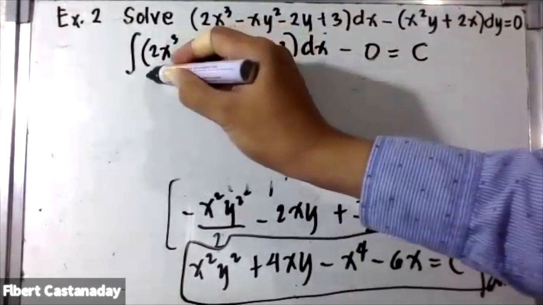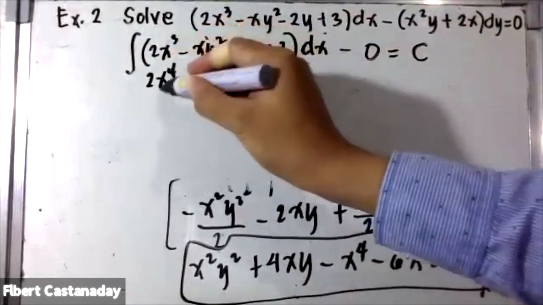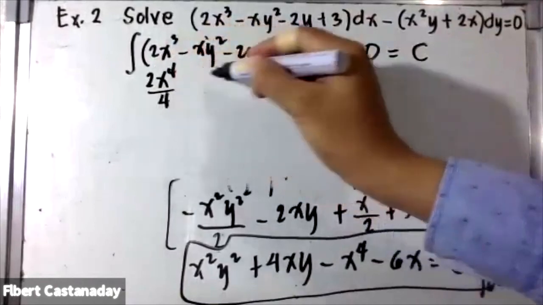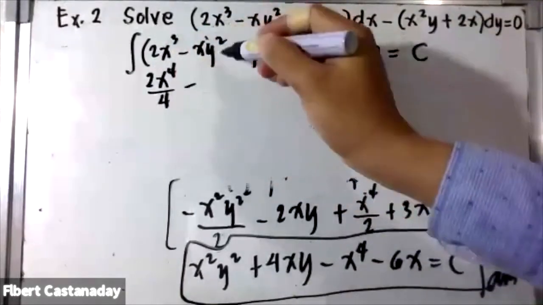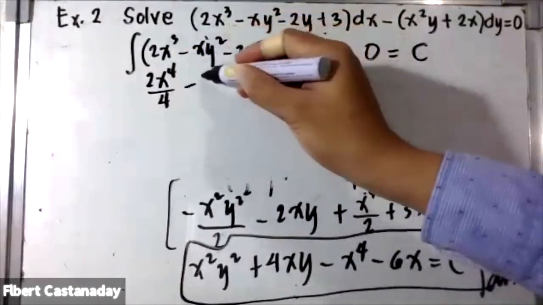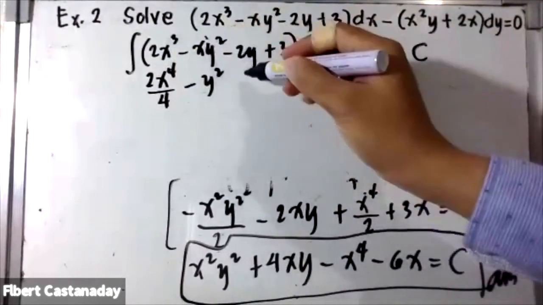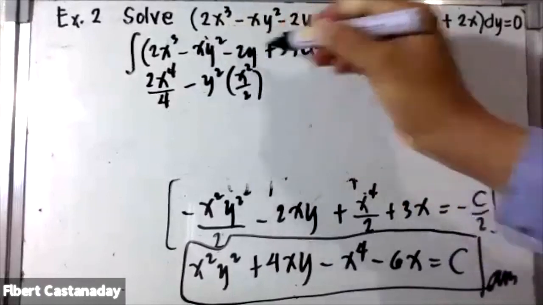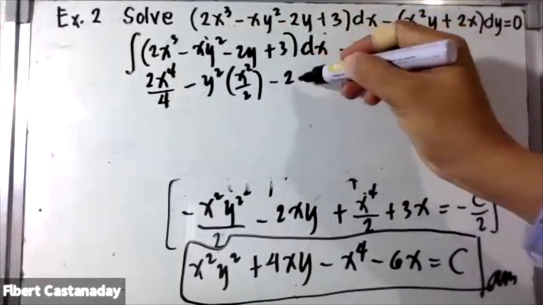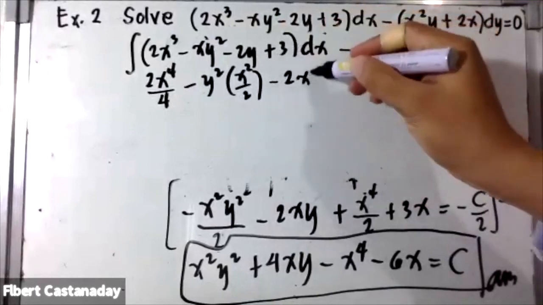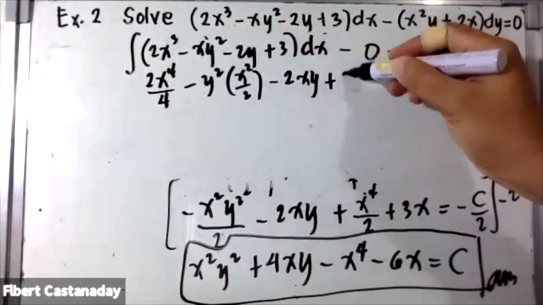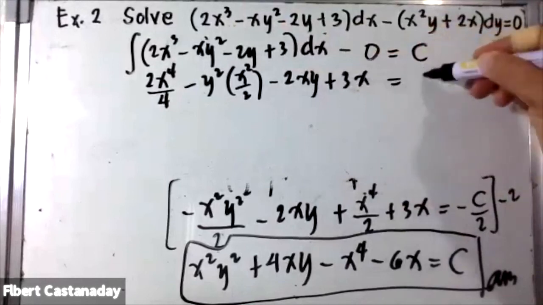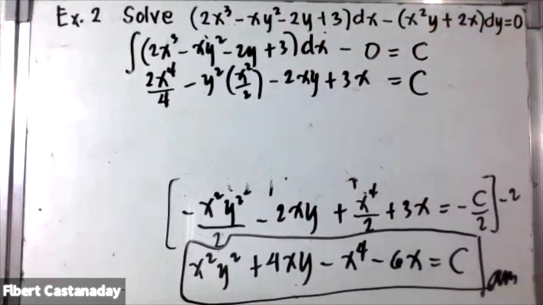So integrate this with respect to x, y will be held constant. It will give us 2x raised to 4 over 4 minus, copy y squared, then integrate x dx, so x squared over 2. 2y, just copy that, so 2 integral of dx, so minus 2xy, plus 3x equal to c.